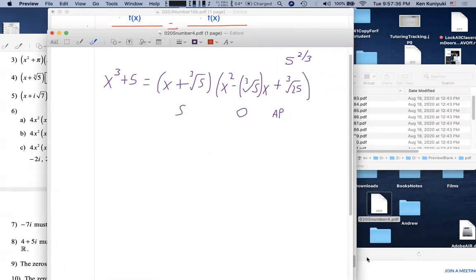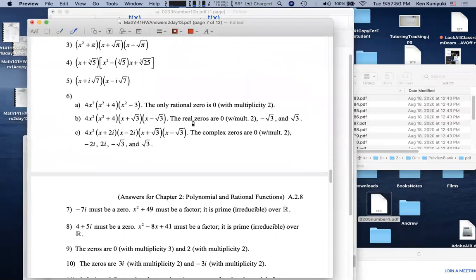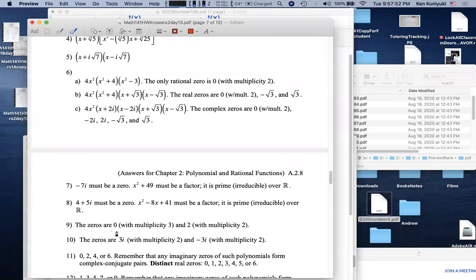Okay. Anything else? On number 9 of this section, why is it considered complex zeros? Oh yeah, because these are complex numbers. They just happen to be real and integer, right?